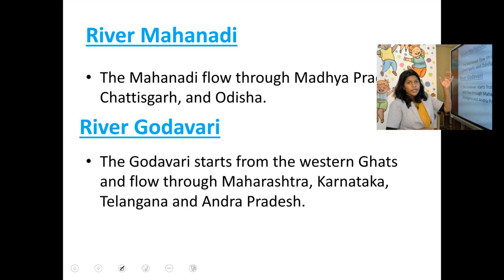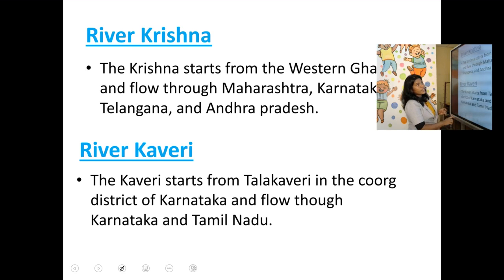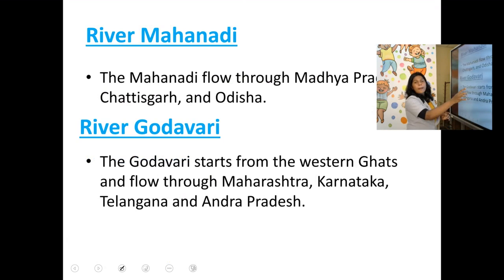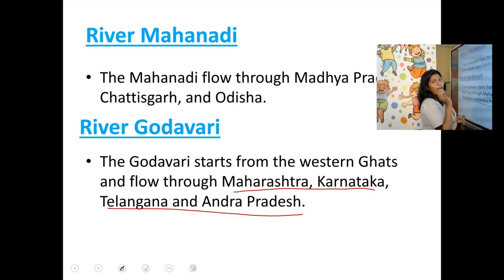And next, the river Mahanadi. The Mahanadi flows through Madhya Pradesh, Chhattisgarh and Odisha. And next, the river Godavari. The Godavari starts from the Western Ghats. Where does the river start? This river starts from the Western Ghats, and it flows through Maharashtra, Karnataka, Telangana and Andhra Pradesh.